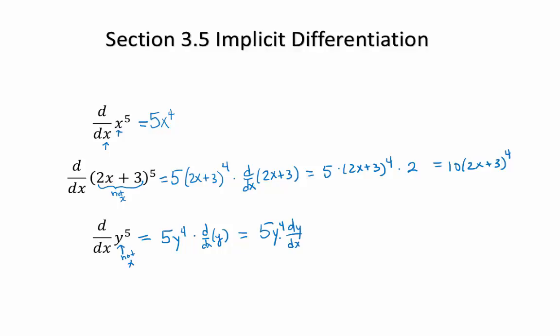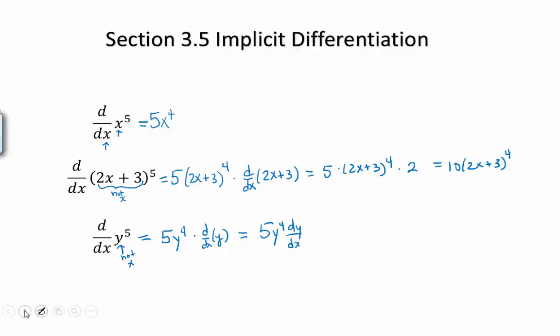Implicit differentiation is referring to taking derivatives when the y's are all mixed in with the x's. And so what happens is you get terms like this one. You have to take the derivative of that term, and you just use the chain rule to do it. So every time you take a derivative of a term with a y, guess what? You're going to have a dy dx.